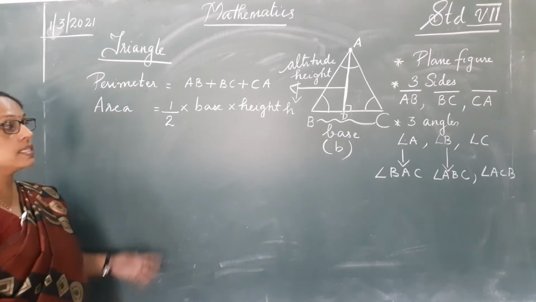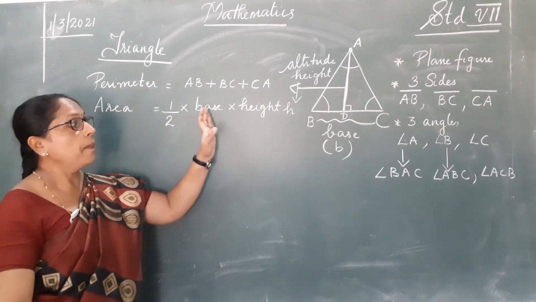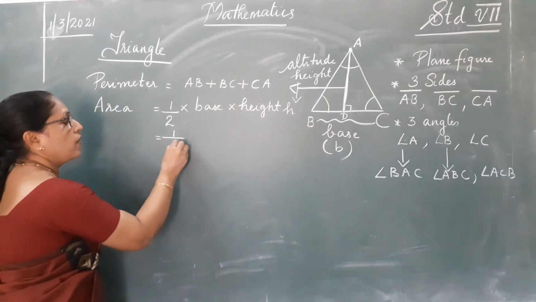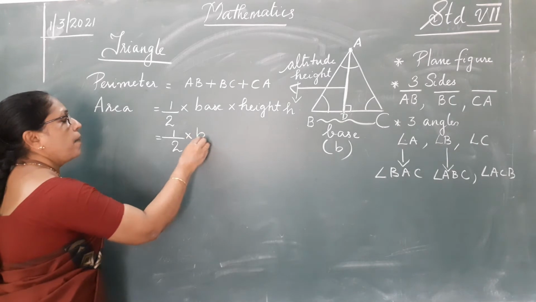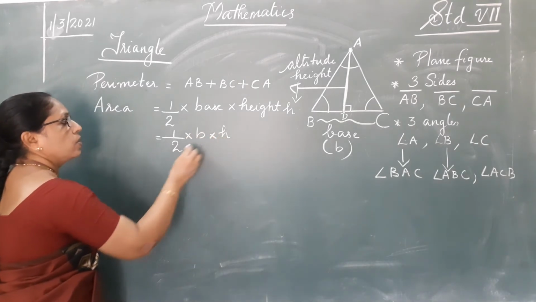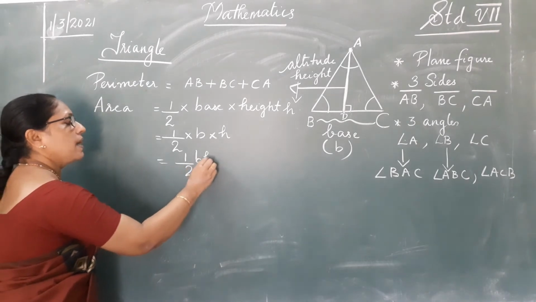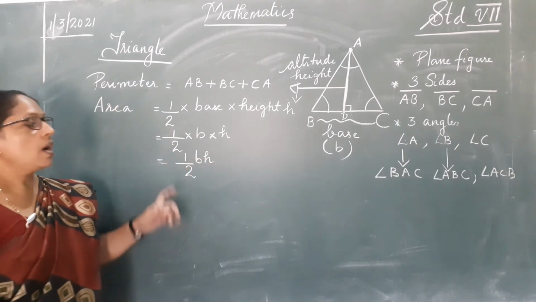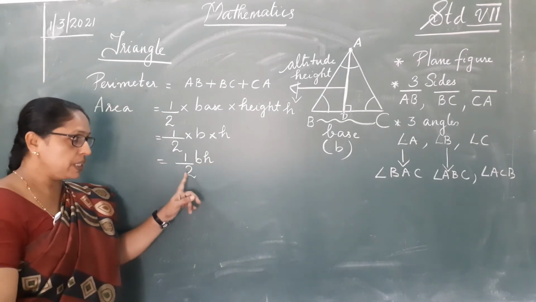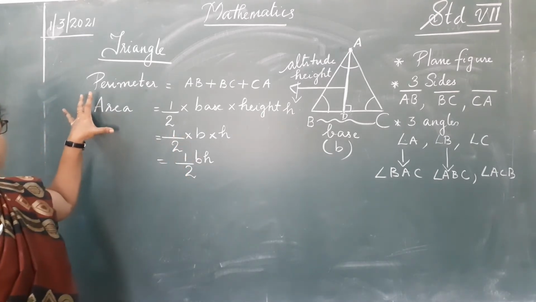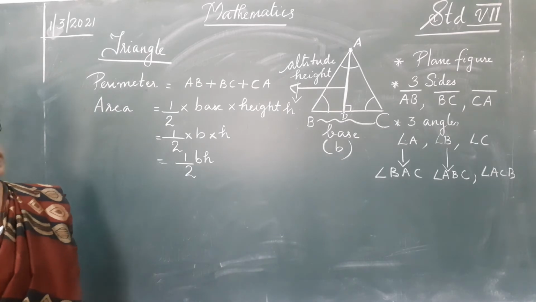Area of a triangle is half into base into height. That is, we can put it in the short form half into B into H, or again in the short form half BH. So half BH means half into base into height. This is known as the area of the triangle.